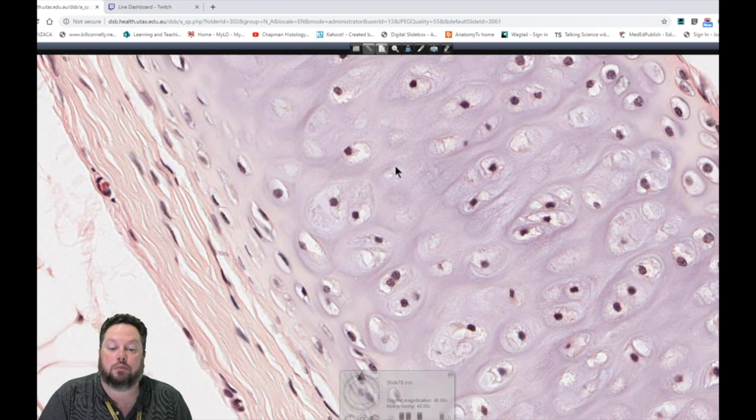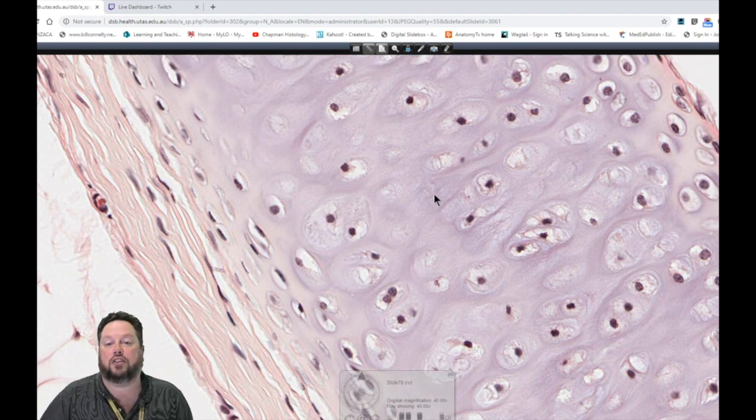Now, the matrix, as I mentioned, is predominantly made up of water. It also has proteins, and the most predominant protein in hyaline cartilage is a type of collagen known as type 2 collagen, and that's specifically the predominant fiber type in hyaline cartilage.